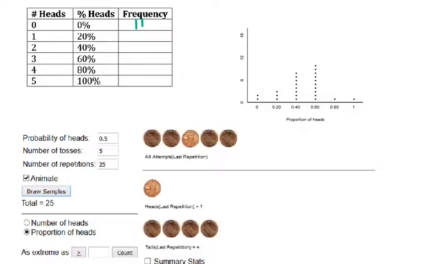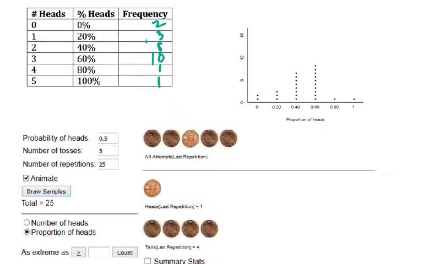So that told me that I had 2 at 0%, no heads. We had 3 with 1 head, 3 times. We had, let's count them, 1, 2, 3, 4, 5, 6, 7, 8. I guess I should just write the number instead of put tally marks, huh? Then we had 10. Then we had 1 and 1, which gave us 25 total, right?